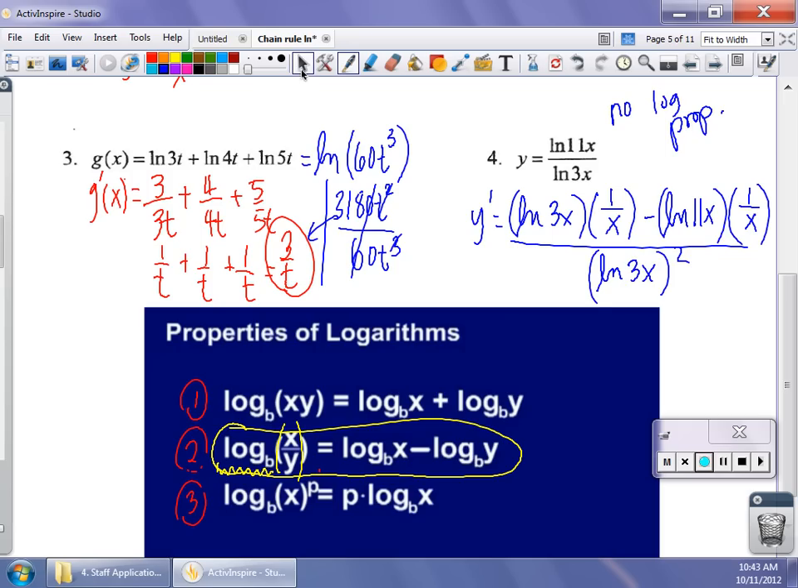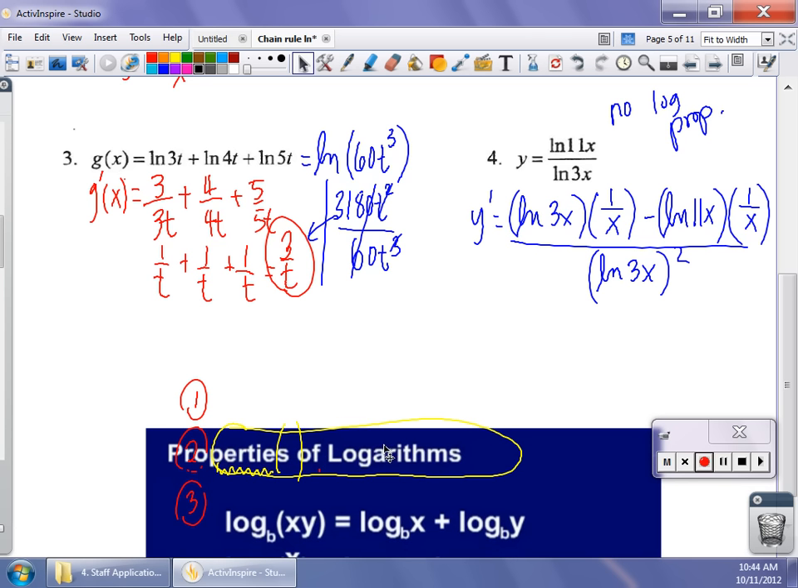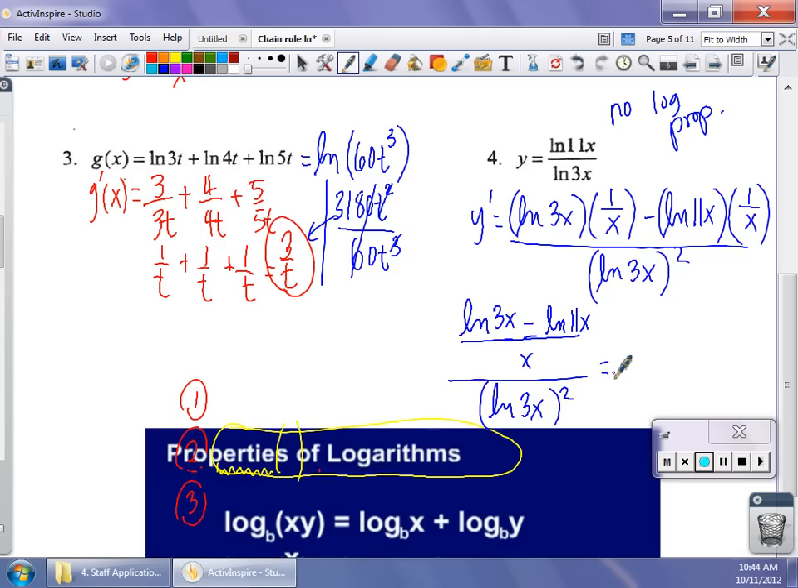Okay, let's clean that up a little bit. I'm going to move this box down here out of my way. So when I clean that up, I will get ln of 3x over x minus, since they have the same denominator, I'll just go ahead, minus ln of 11x. That's all over x. And that's still over ln of 3x quantity squared, which is the same thing as ln of 3x minus ln of 11x over x times ln of 3x quantity squared.